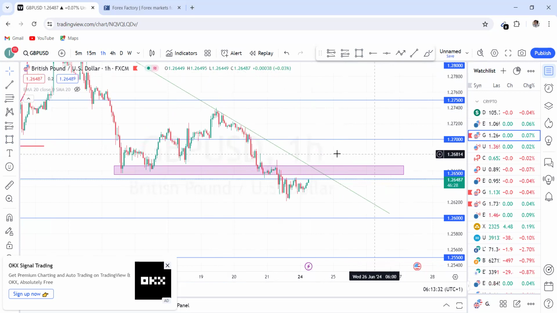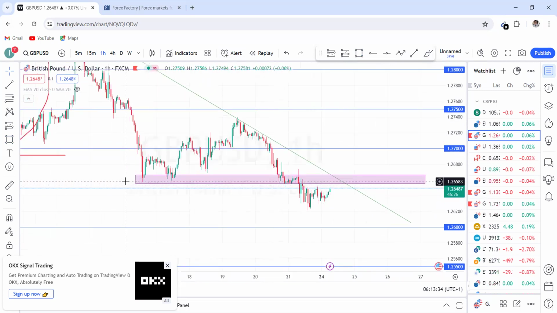So let's look at it here. Now, this was our last low. We saw how the market reacted here and here. So that made us mark it out as an important area on this chart.